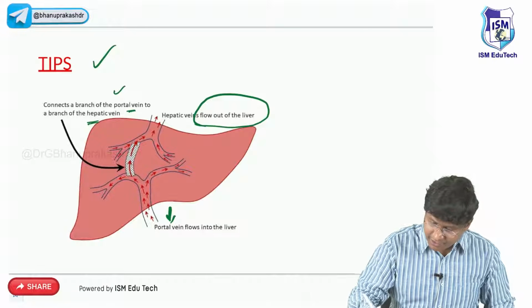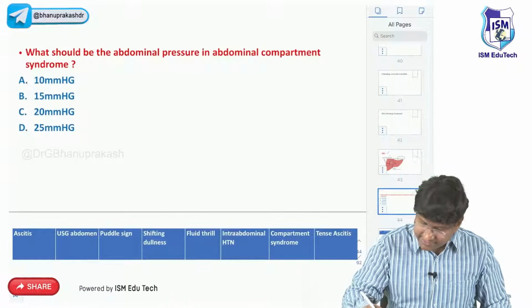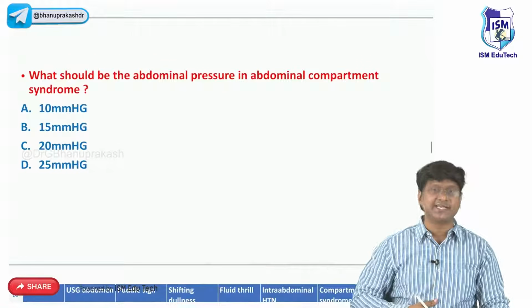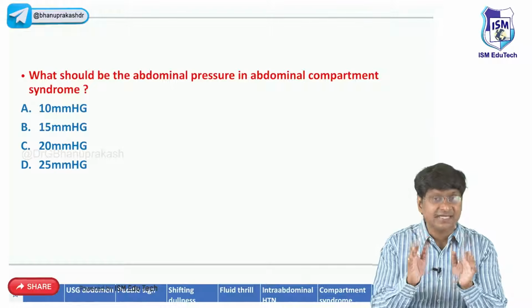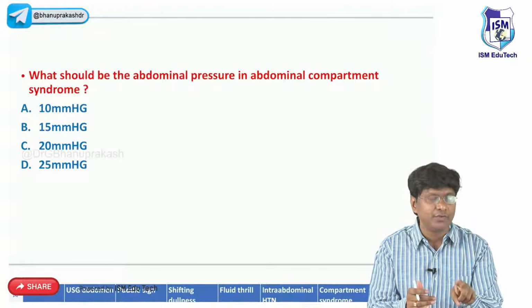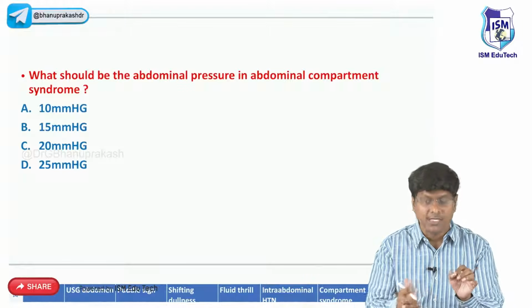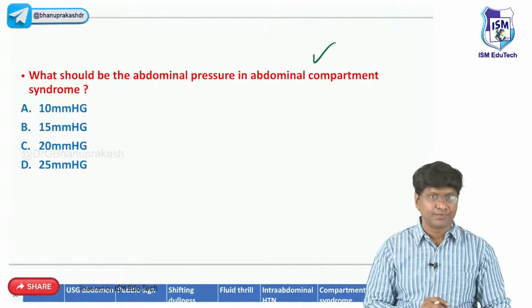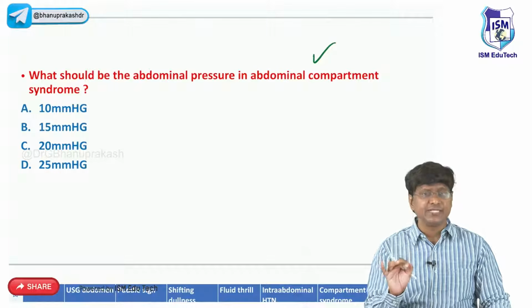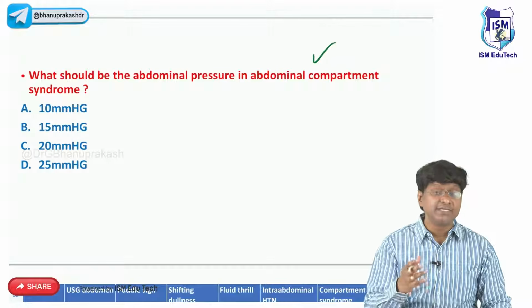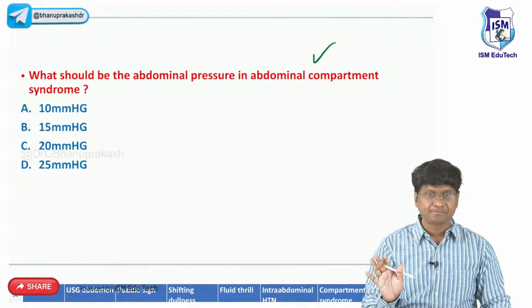Now, the next important thing in the GAT that you need to know is about ascites. Now, what is the criteria, or when do we use the terminology called abdominal compartment syndrome? What should be the abdominal pressure to call it abdominal compartment syndrome? In abdominal compartment syndrome, the individual can develop wet gangrene.